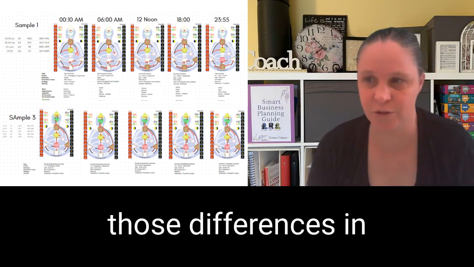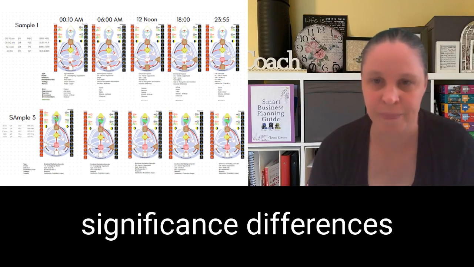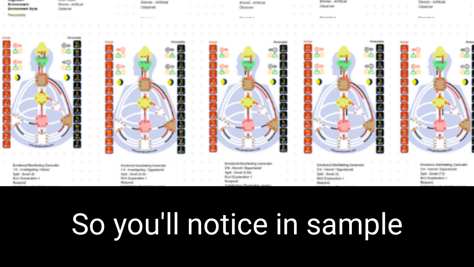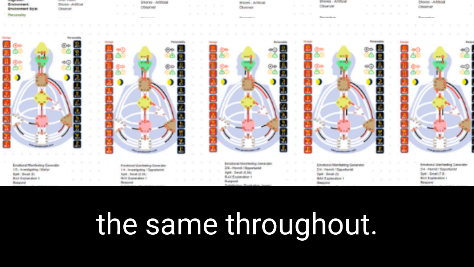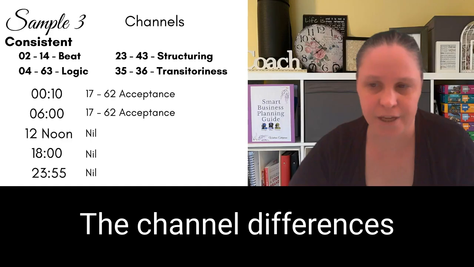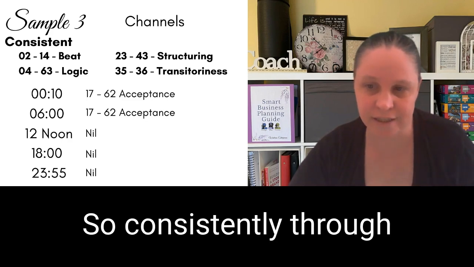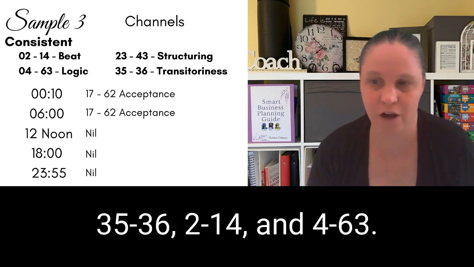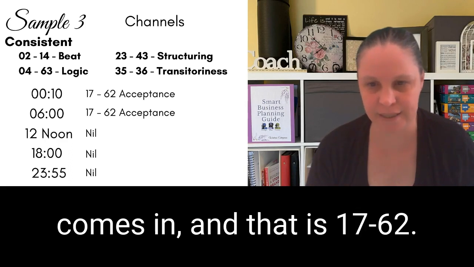And so on that first one, those differences in time create significant differences in the type. They also create significant differences in the defined and undefined centers. So you'll notice in sample 3, if you're looking at body graphs, the defined centers remain the same throughout. In fact, in sample number 3, the channel differences are very, very minimal. So consistently through the day, we have 23-43, 35-36, 2-14, and 46-3. There is one channel that comes in, and that is 17-62.